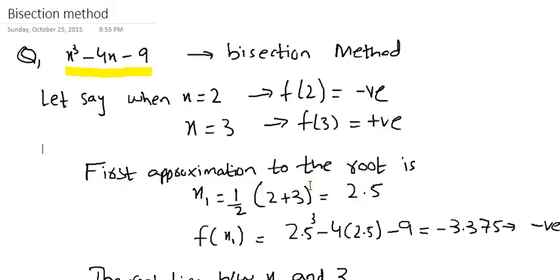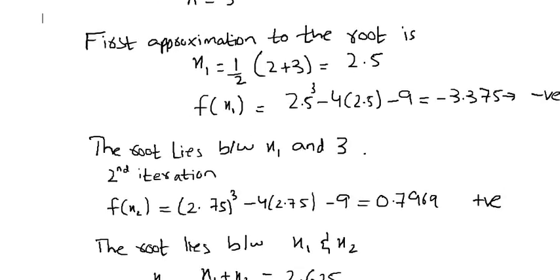Then we have to take the average of these two values. Say our value comes out as 2.5. Then we plug this value into our function and see what value comes out. If it's a negative value, we take x1 as our new lower limit and xu as our upper limit.